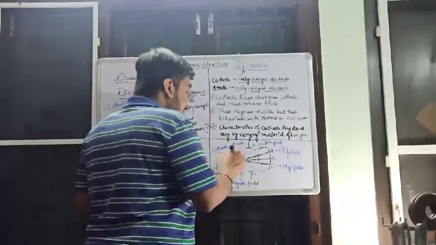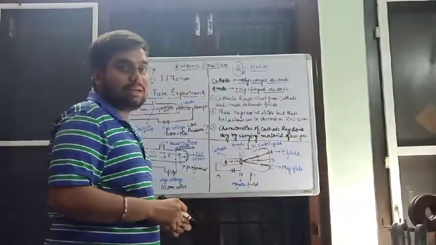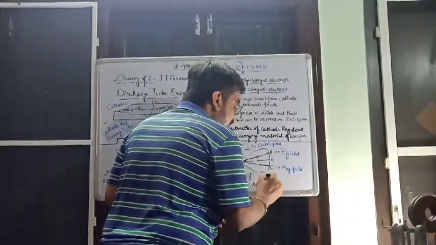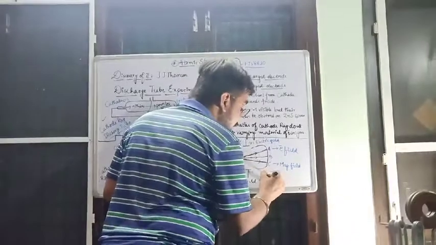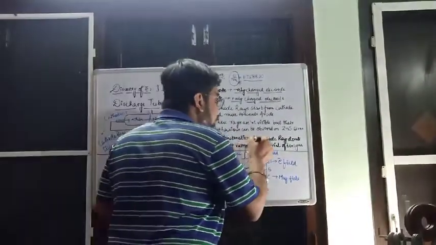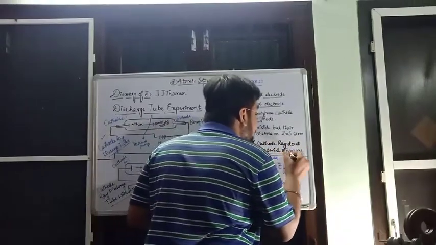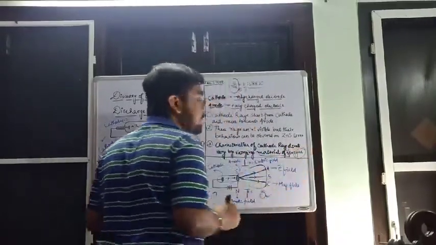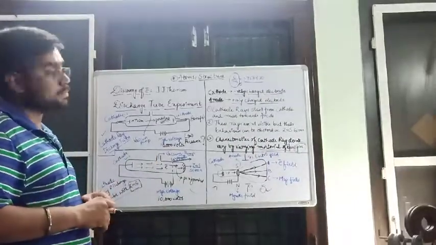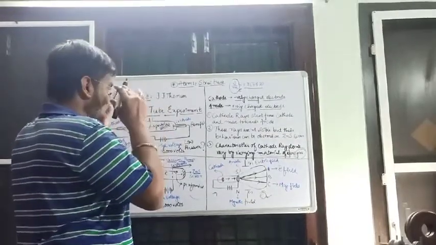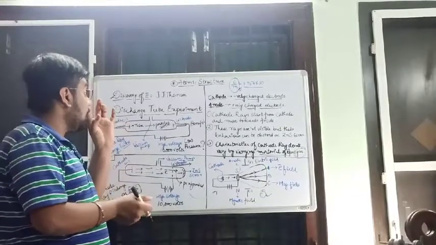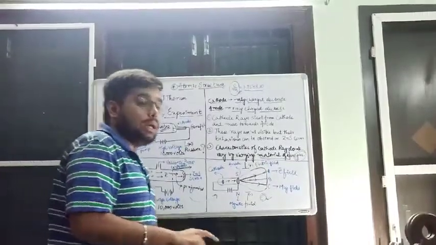That is the reason why any gas will just release an electron which has the same mass. That is the reason why the characteristics of cathode rays don't vary with the material of charge or gas in the cathode ray tube. This is an overall view of the discharge tube experiment for the discovery of cathode rays.